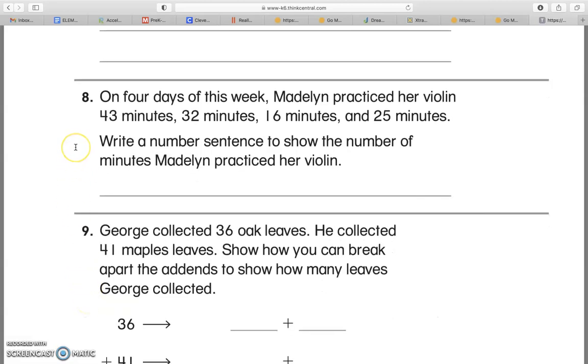Number 8. On 4 days of this week, Madeline practiced her violin 43 minutes, 32 minutes, 16 minutes, and 25 minutes. Write me a number sentence to show the number of minutes Madeline practiced her violin. Solve it too.